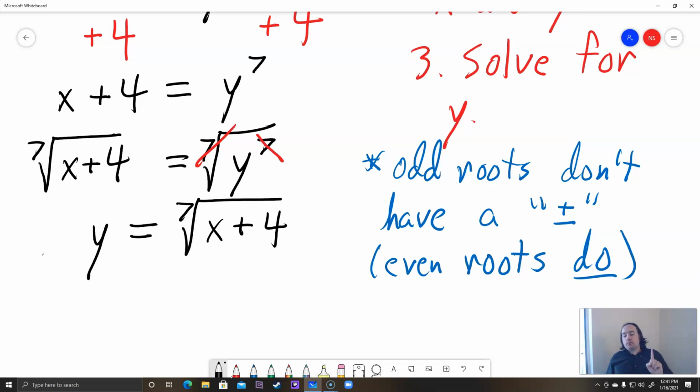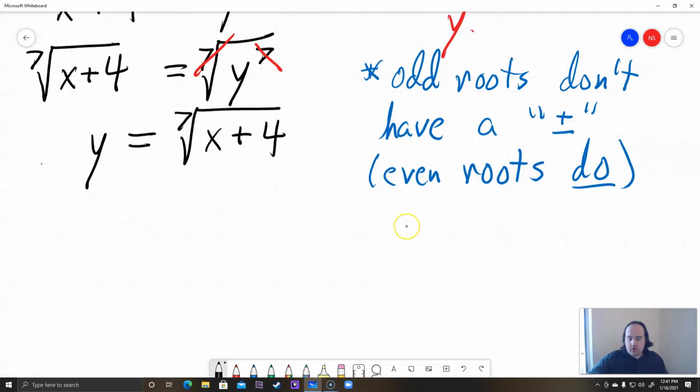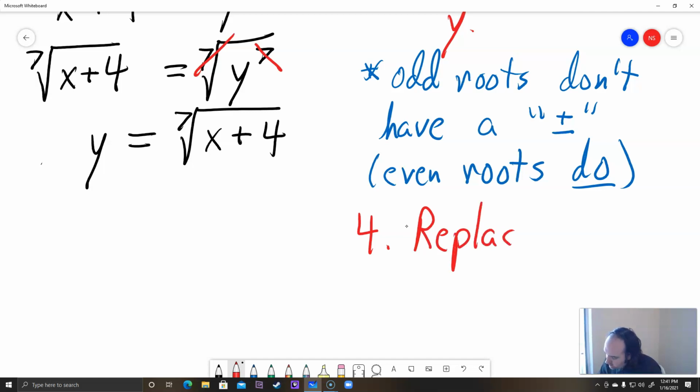All right, now there's just one more step when you're finding an inverse function. So step 4. Step 4 is actually one of the easiest steps. At the end here, once you solve for your new y, that new y is actually f inverse. So our step 4 is replace y with f inverse of x.